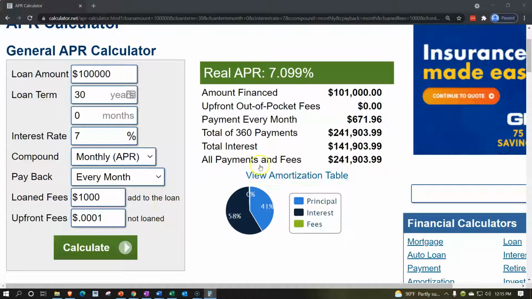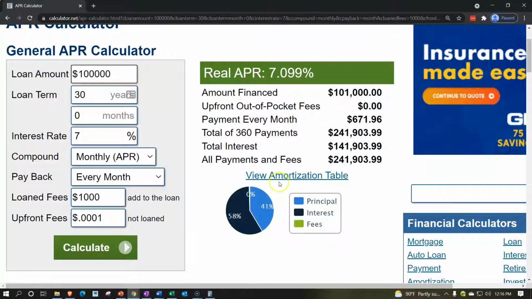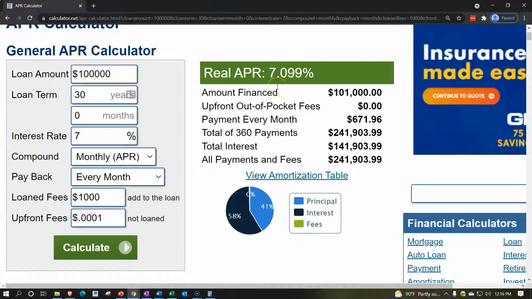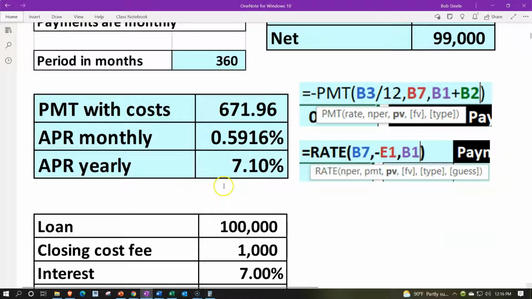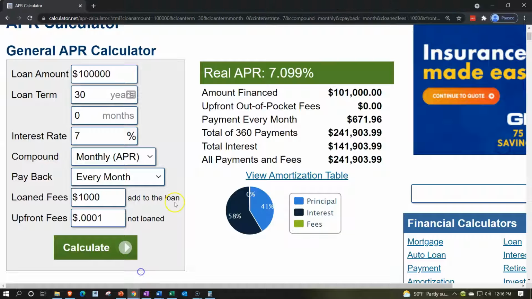If we run it, calculate it, we got the amount financed at the 101. We got the payment every month at the 671.96, which is what we got here, 671.96. We've got the 241,903, the total of the 360 payments, and then the total interest here and all payments. You can also get an amortization table this way as well. So you can get a lot of information. They also have the APR of the 7.099. They took it out one more digit than we did, about 7.10% on the APR. So pretty useful tool on the calculator.